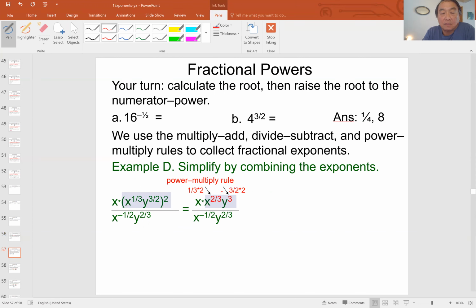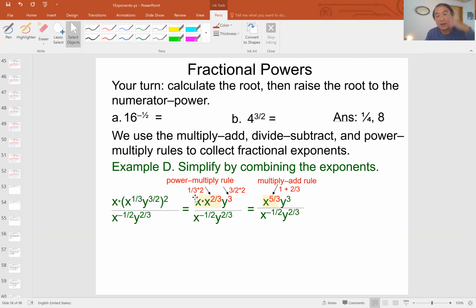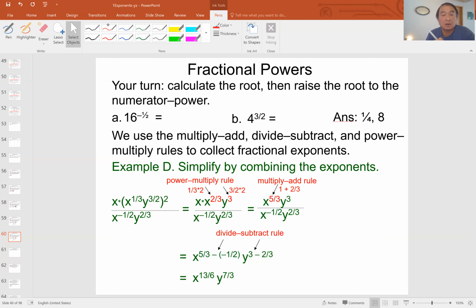Next, I'll collect to make things easier. We collect the x: when we multiply, we add exponents. So it's 1 plus 2/3, which is 5/3. And next, we finally deal with dividing, which is subtraction in exponents. So we subtract the exponents respectively. So the whole problem is a fractional calculation of the exponents, and now it's collected into these fractional notations.